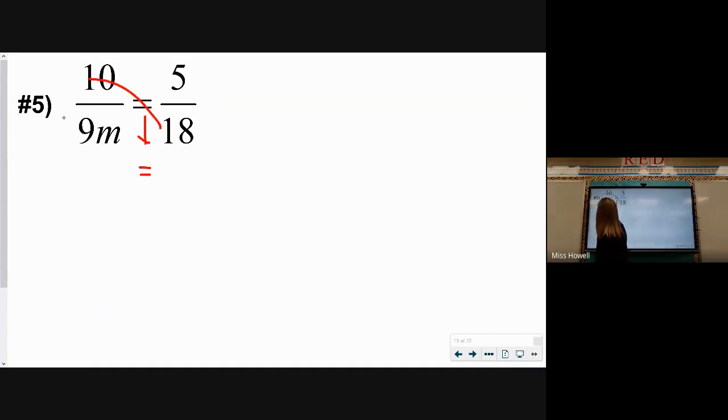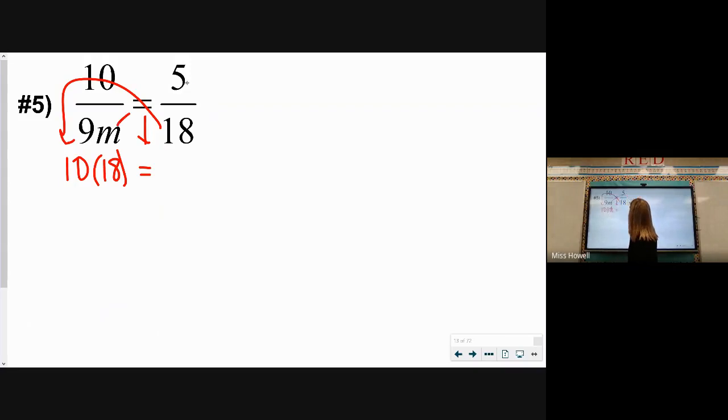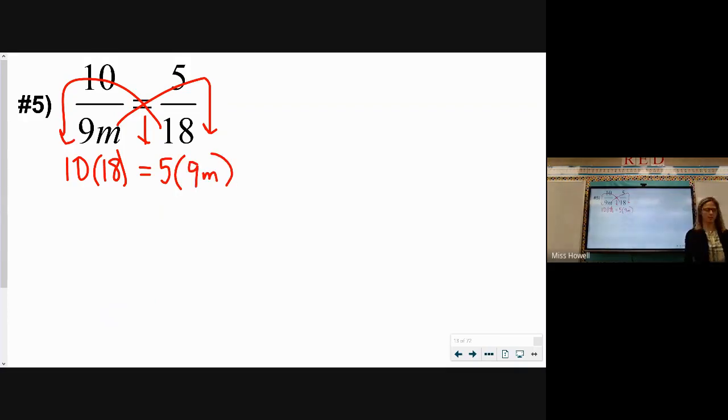So 10 and 18 have to go in front of our equal sign and be multiplied. And 9m and 5 will end up behind our equal sign. I would always suggest use parentheses and put your variable inside. It's going to help as problems get more complex. All right, that's your cross part of cross products. Now do your multiply. 10 times 18 would just give us a value here of 180. And 5 times 9m would just give us a 45m.